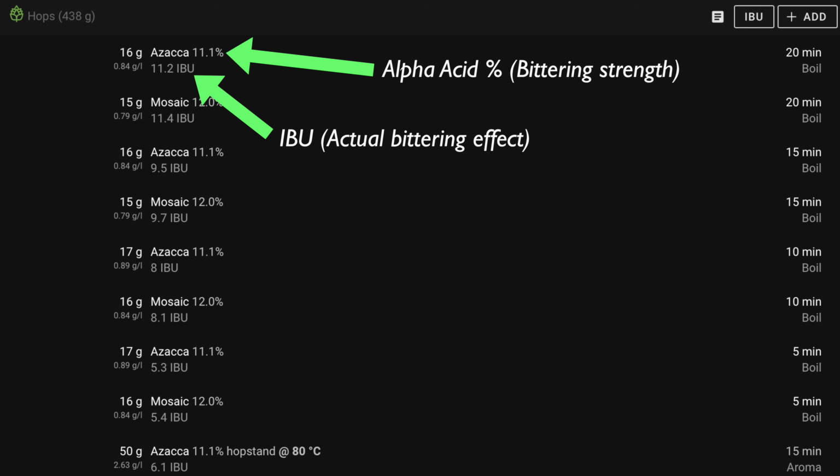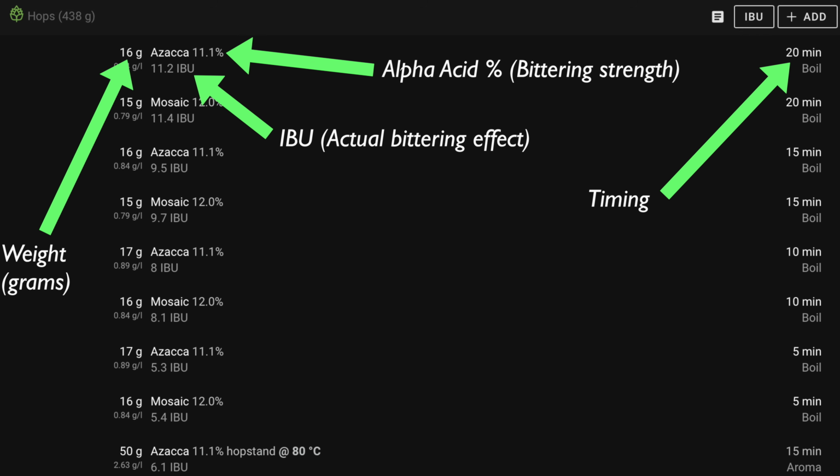Below is shown the IBU of the hop addition, which is based on the amount of this hop that is used by weight, as indicated here. The more you use, the more bitter the addition will be. Then finally on the right hand side we have the timing of the hop. These hops will be added to the boil stage of your recipe.